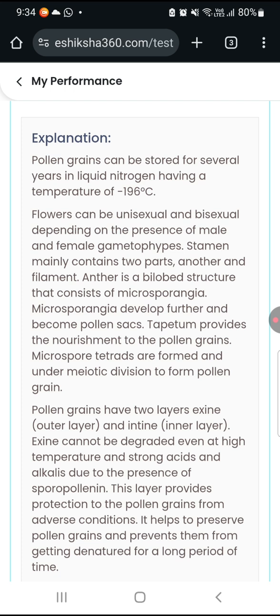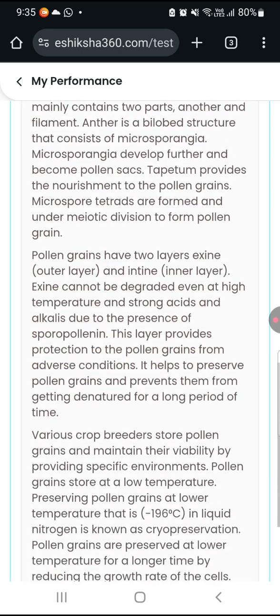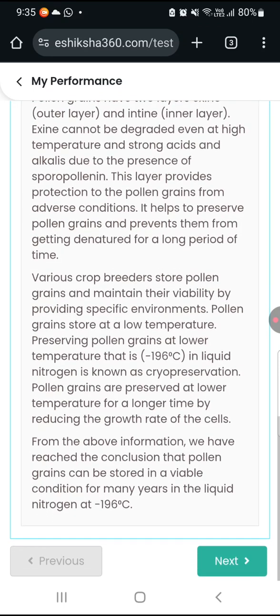Microsporangia develop further and become pollen sacs. The tapetum provides nourishment to the pollen grains. Microspore tetrads are formed and undergo meiotic division to form pollen grains. Pollen grains have a two-layered wall, exine as the outer layer and intine as the inner layer. Exine cannot be degraded even by high temperature and strong acids and alkalis due to the presence of sporopollenin. This layer provides protection to the pollen grains from adverse conditions. It helps to preserve pollen grains and prevent them from getting denatured for a long period of time.